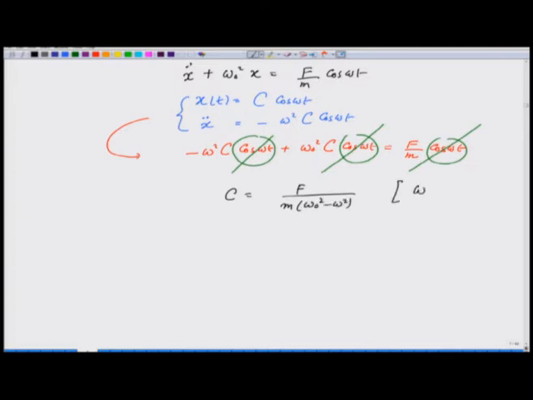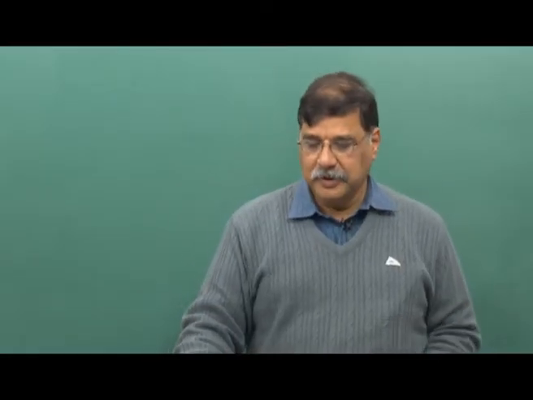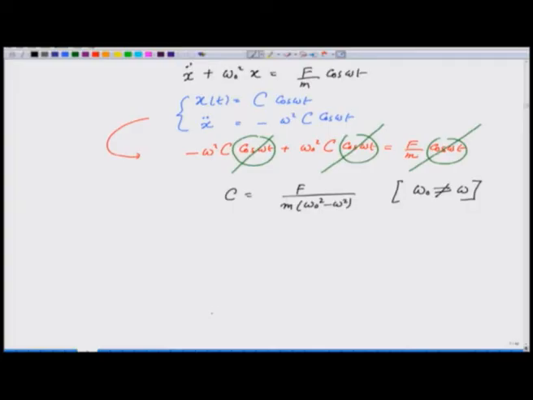So, in dividing, I am assuming that omega 0 is not equal to omega. If omega 0 is equal to omega, then we will deal with that case in a few minutes, but right now let us just focus on this case. This therefore is the solution: x of t is equal to f over m times omega naught square minus omega square, times cosine omega t. Notice that this has no free parameters that are to be adjusted depending on the initial conditions. So, how do I take care of the initial conditions?